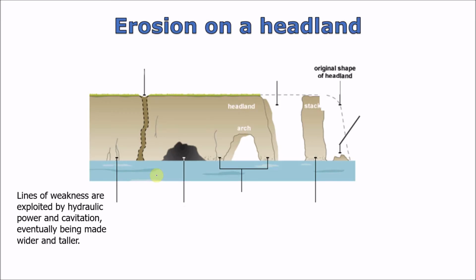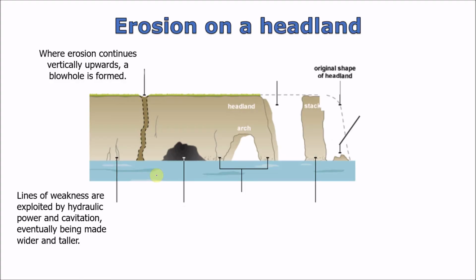Okay, so if we start on the left hand side, we work our way through this sequence. The first thing that happens is that there will be lines of weakness on that headland, which are going to be exploited by processes like hydraulic power or cavitation, and those cracks or weaknesses are going to be made larger, wider and taller. Eventually what might happen is that one of those cracks or weaknesses might also coincide with some weathering on top of the cliff, and the erosion might continue upwards, creating what we call a blowhole.